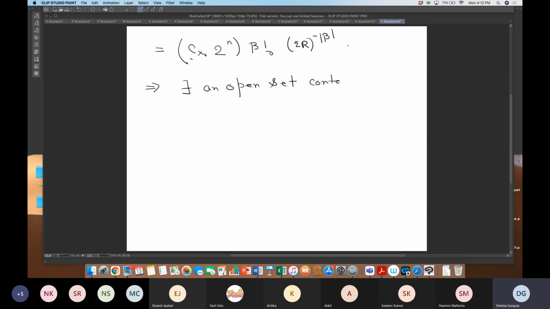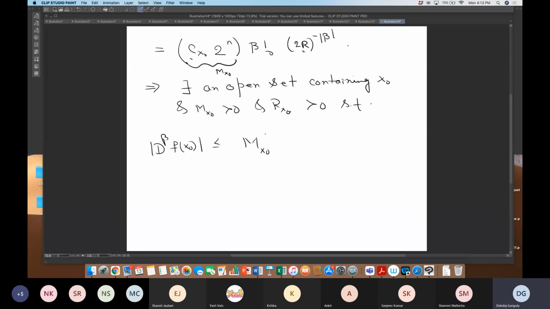These imply there exists an open set containing x naught, and an M which depends on x naught, and r also depends on x naught, such that we get |d beta f| at each point less than M at x naught, times beta factorial, times r at x naught to the power minus mod beta.